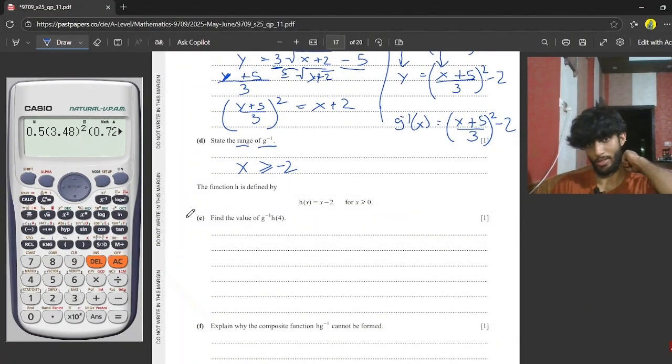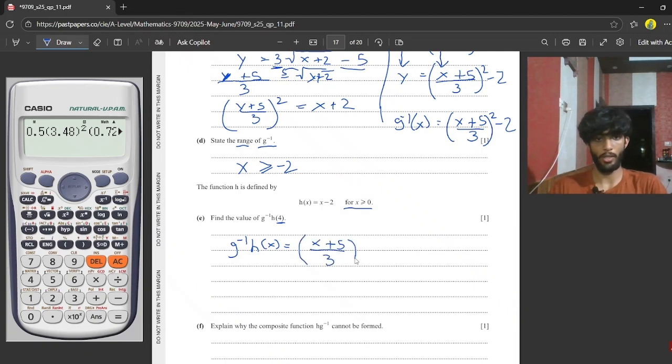We have the function h defined by x minus 2, and over here a domain for x, where x has to be greater than or equal to 0. Basically, find the value of g inverse h at the input x equals 4. How do we do that? Well, we first need to find the composite function g inverse h of x. We take the function g inverse of x, which is x plus 5 over 3 squared minus 2, and instead of x, we now put h of x. h of x was x minus 2, so this is going to simplify and become x plus 3.